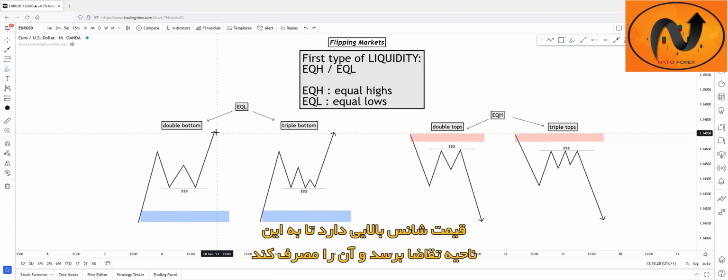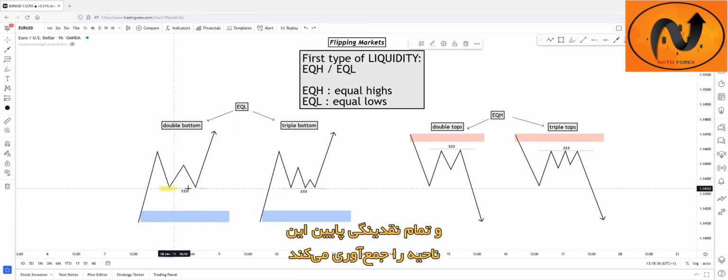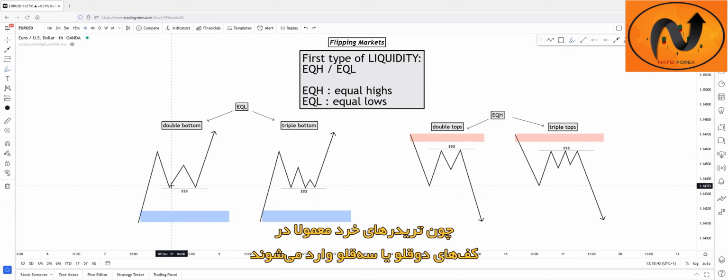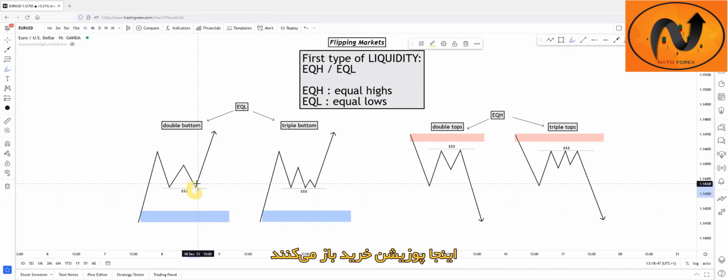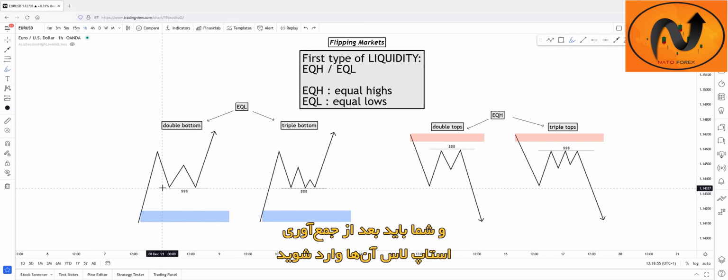Price has a great chance to come back to this demand zone and mitigate it, with liquidity above, and sweep all of the liquidity from this region, because you have to think with the retail trader's brain. Retail traders usually open on double bottoms and triple bottoms. If they see a double bottom, they will open a buy position here. The purpose of smart money is to sweep all of the retail traders' stop losses, and you want to enter after the stop losses have been swept.